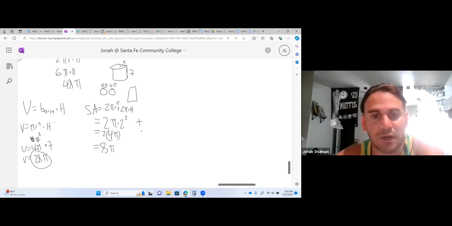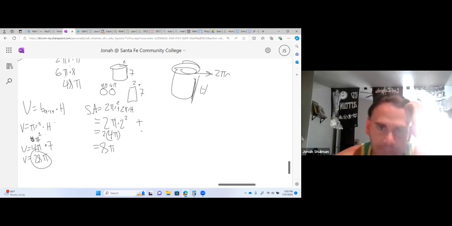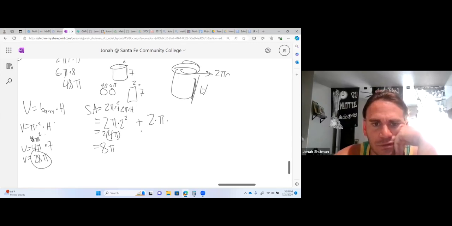Now we have to do 2 times pi times r times h. So this is 7 times 2. Yeah, because that's the distance around. If I unfold this thing, I get 2 pi r, the circumference. That's 1/2, and the other half is just the height. So let's do it. 2 times pi times 2. So that's a radius times 7. So 2 times 2 is 4. 4 times 7 is 28. 28 pi.